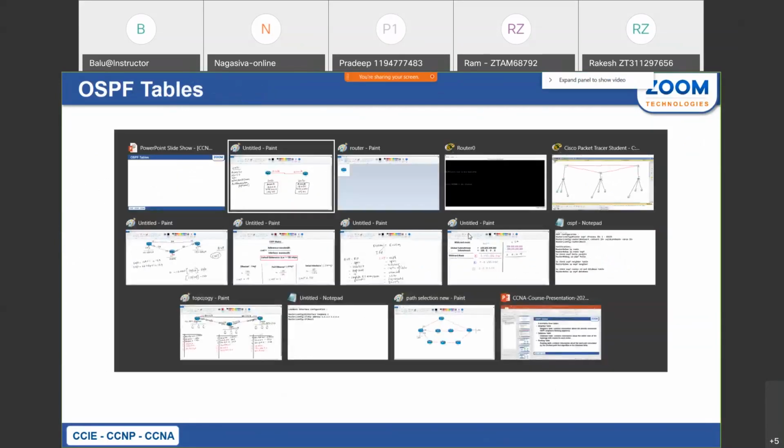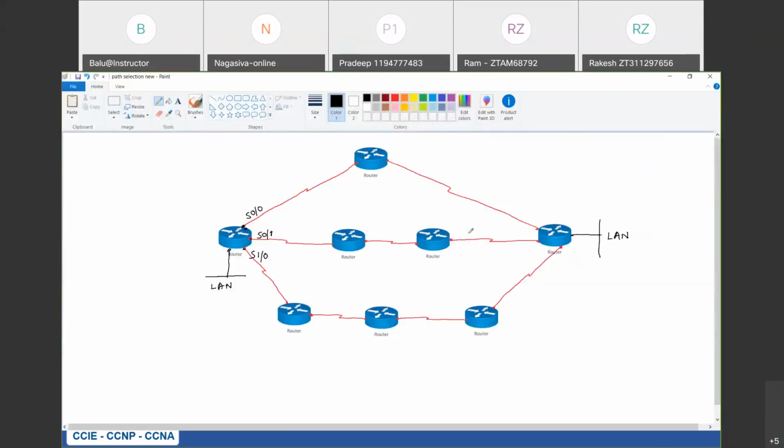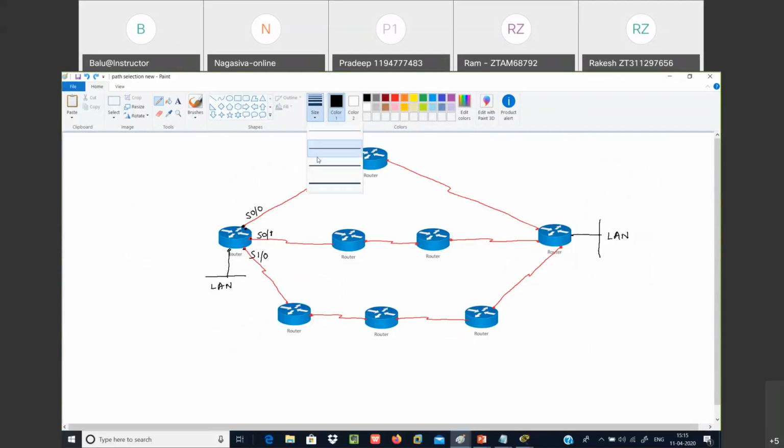Next terminology is OSPF tables. Let me discuss OSPF tables. Let us give the name for these routers: Router A, router B, router C, router D, E, F, G, and H.